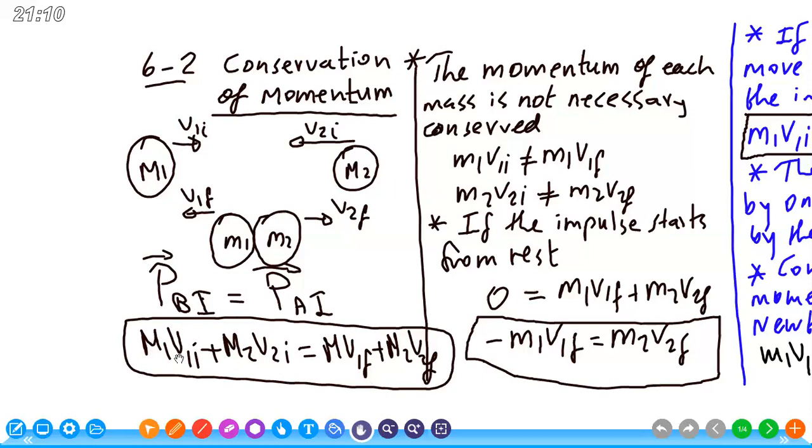So I may get M1 V1 initial to be like 2, M2 V2 initial maybe 7, so 2 plus 7 is 9 here. I may get M1 V1 final to be 1 and M2 V2 final to be 8, but still the sum is 9.